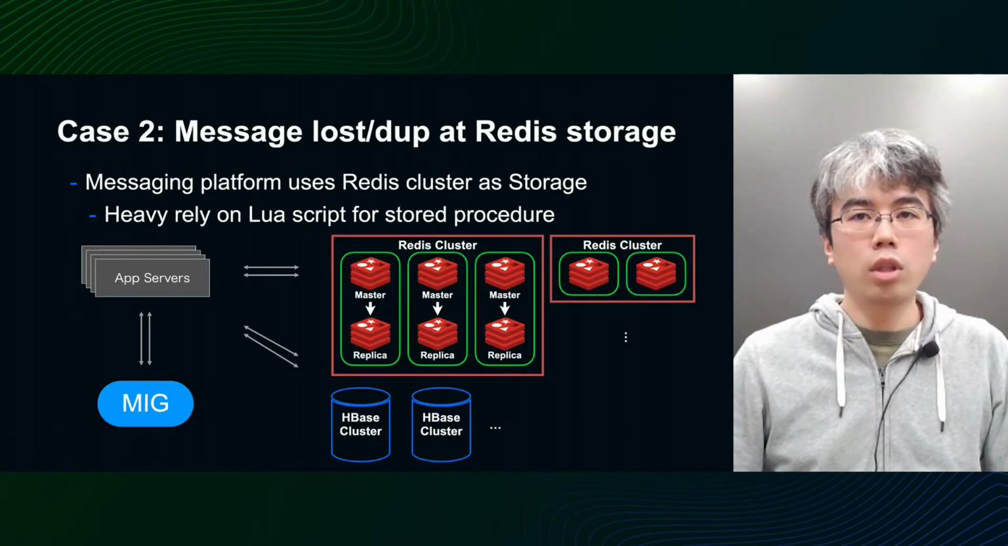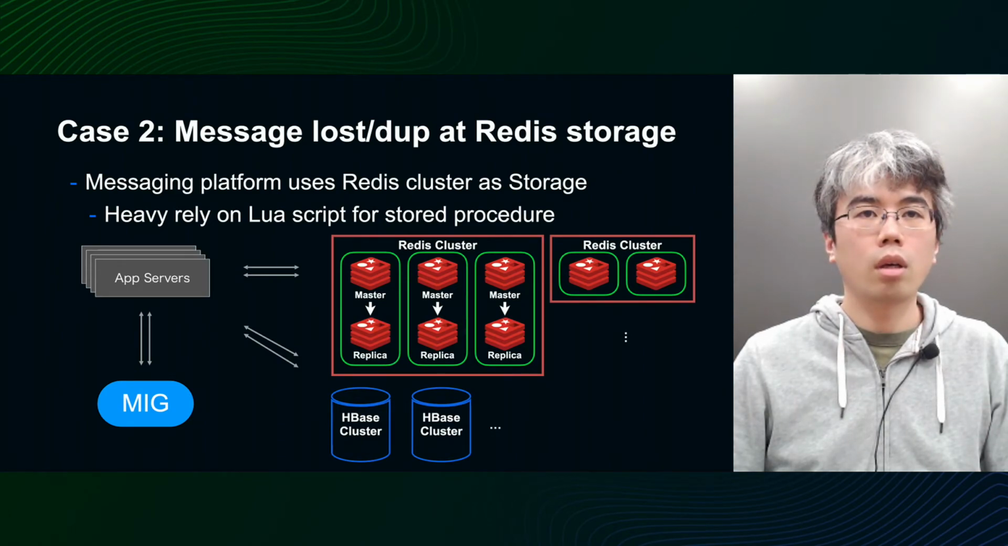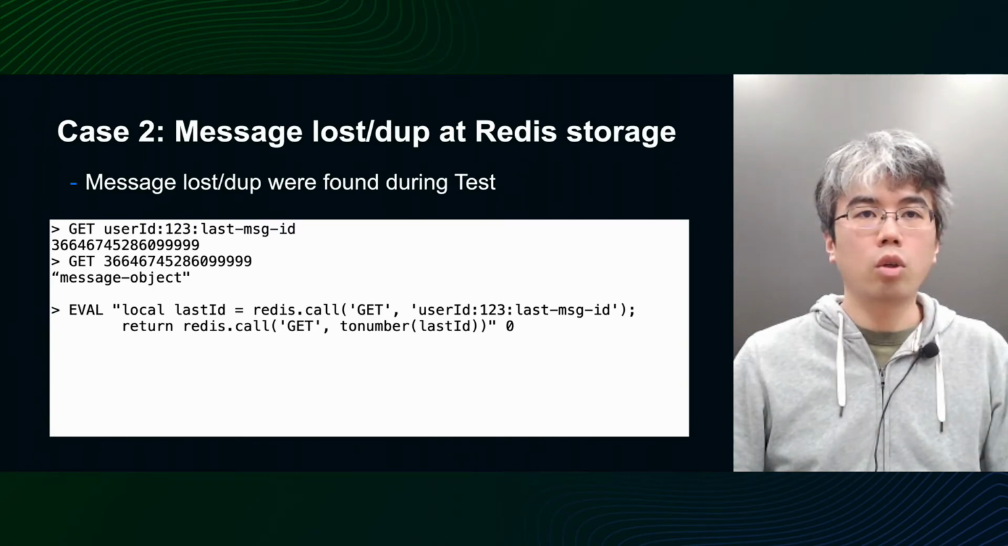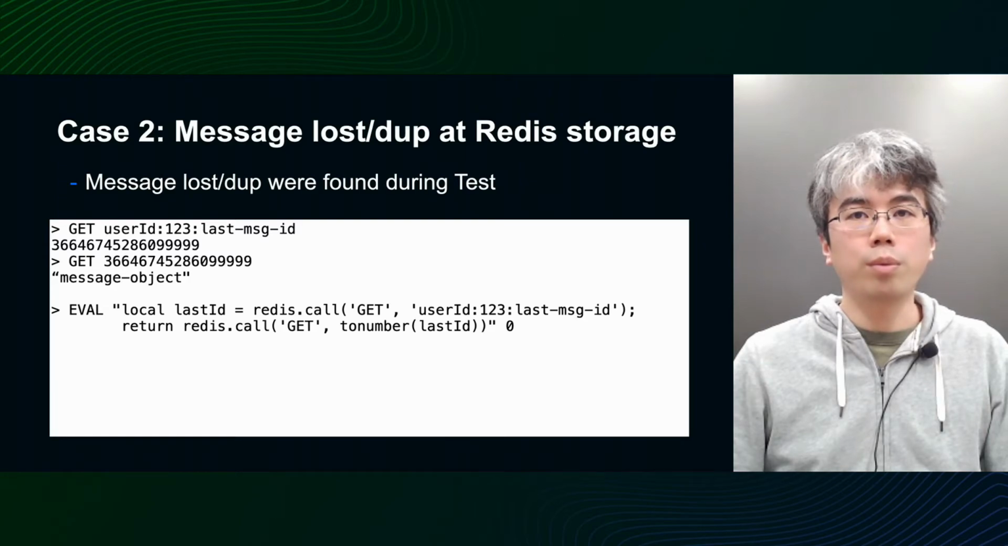The next problem occurred in our backend storage. We are using multiple Redis clusters as storage in addition to HBase and other storage. And multiple commands are bundled atomically, relying heavily on the Lua script feature of Redis to reduce the round-trip time required to process the commands. The function of Lua script in Redis is to write multiple get commands in a Lua script and execute them as a single Redis command.